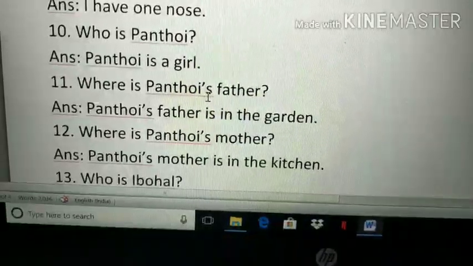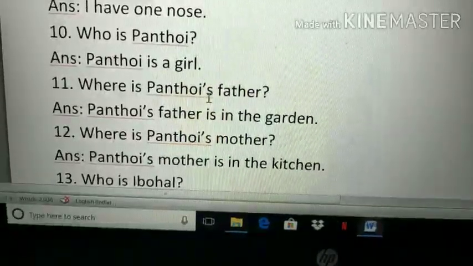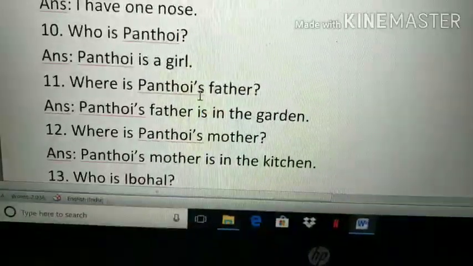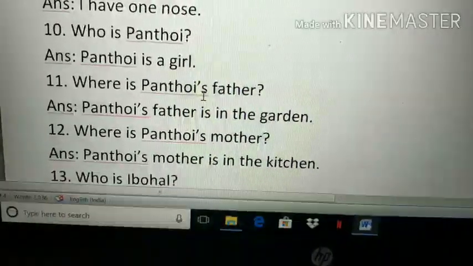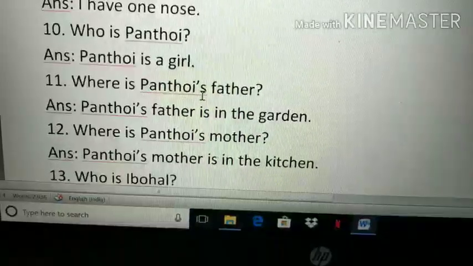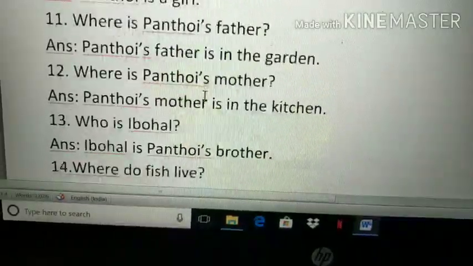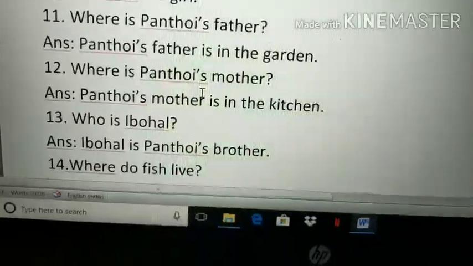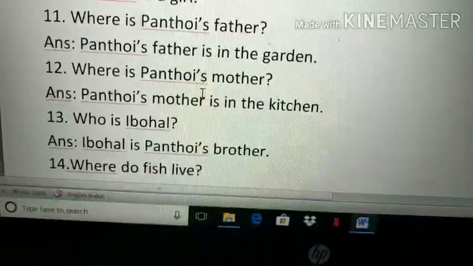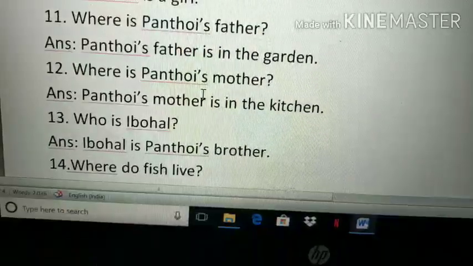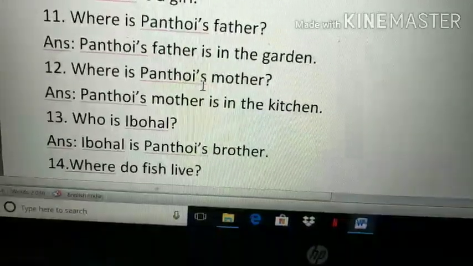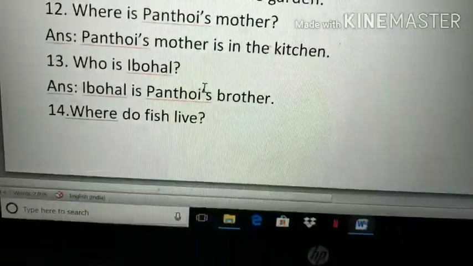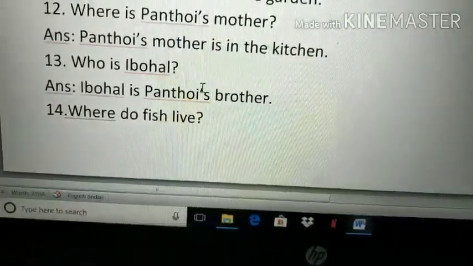Who is Pantoy? Pantoy is a girl. Where is Pantoy's father? Pantoy's father is in the garden. Where is Pantoy's mother? Pantoy's mother is in the kitchen. Who is Ibohan? Ibohan is Pantoy's brother.